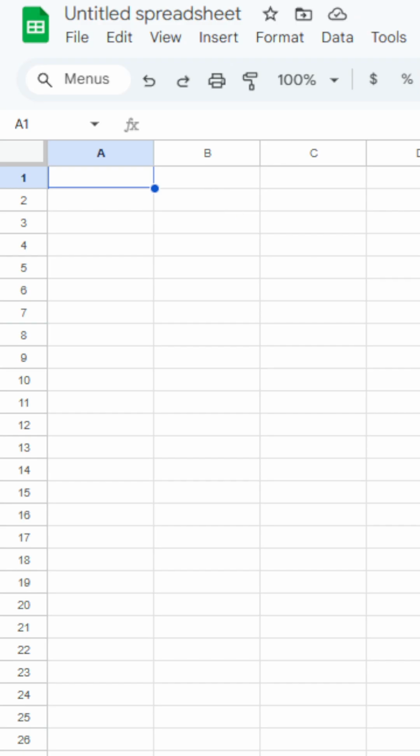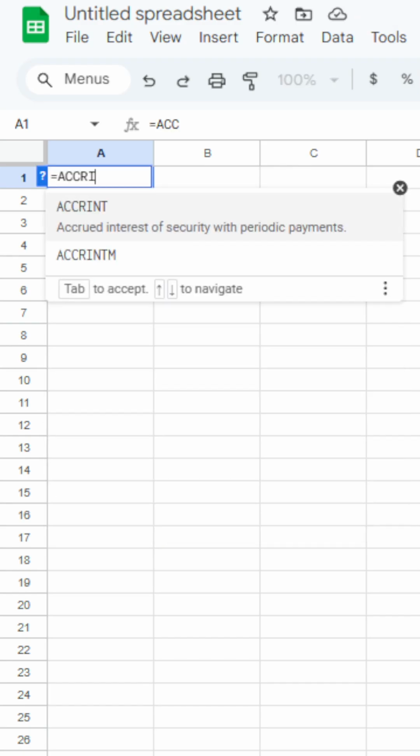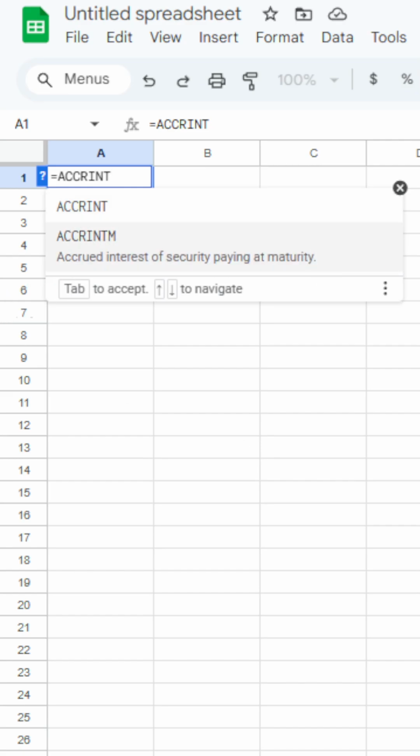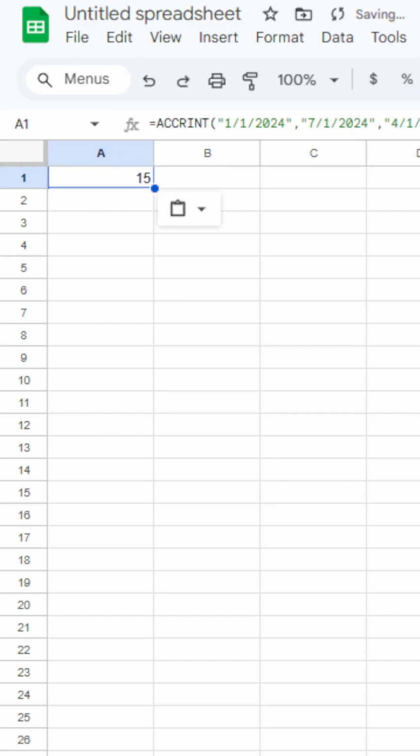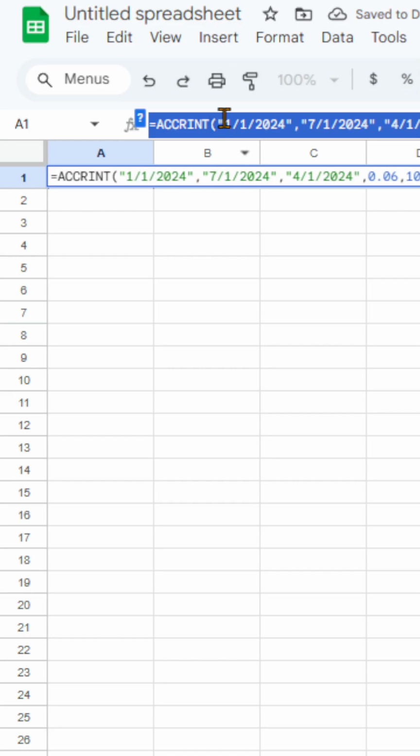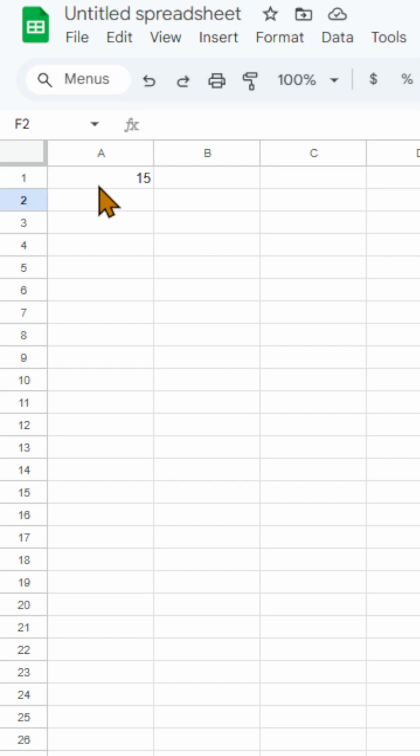And now we're going to move on to the equals ACCRINT function. So this is, as it says, the accrued interest of a security with periodic payments. So I'm going to paste in an example I have here, which is equals ACCRINT, parentheses, 1124, 524, comma, that. So I'm going to explain this and how it works.